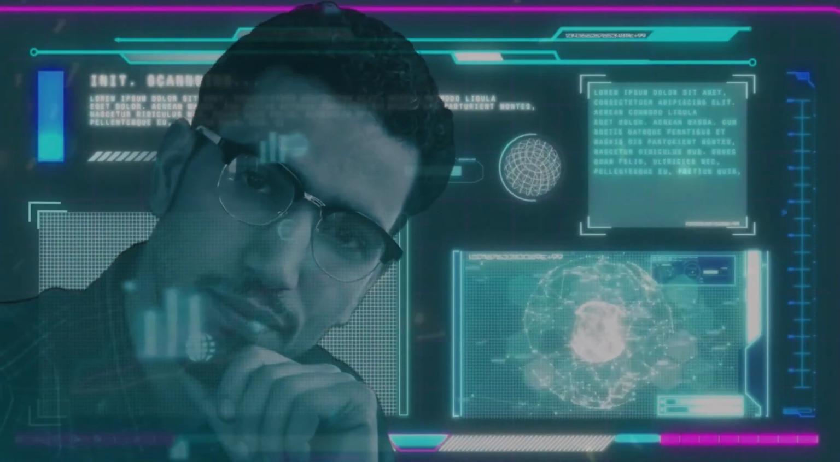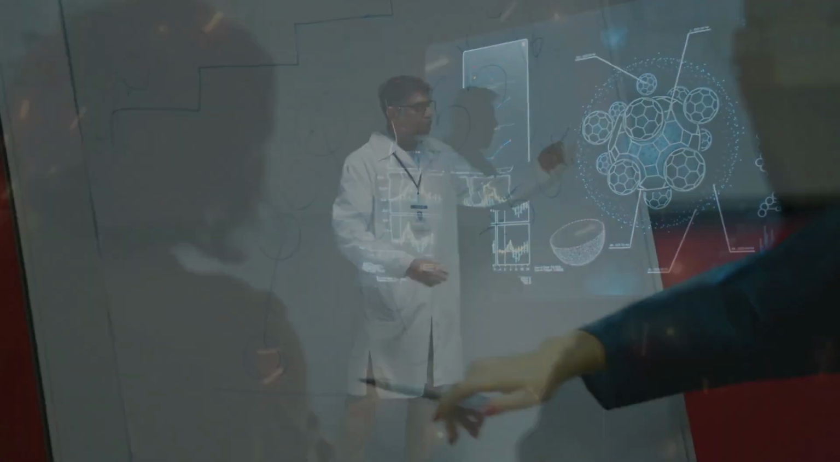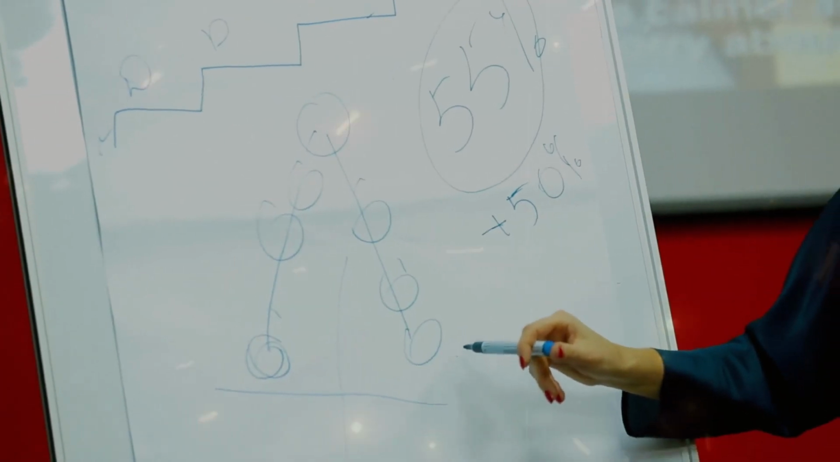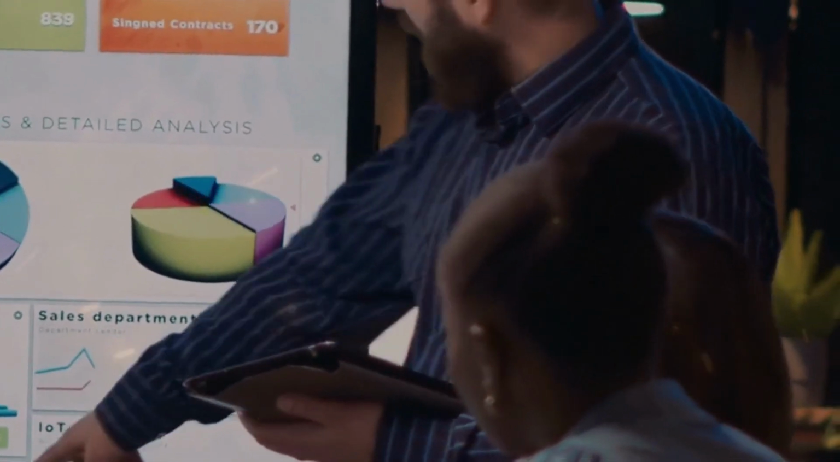One of the fundamental tools is the directed acyclic graph, or DAG. Think of it as a roadmap that visually represents causal relationships. By mapping out all possible paths, we can see not just direct effects, but also indirect ones. This is crucial for understanding the true impact of any variable.